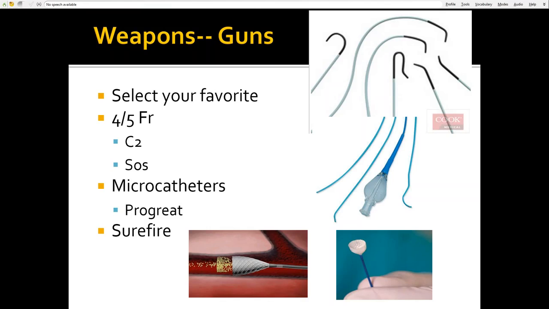Sometimes you use a 4 French or a 5 French catheter. And again, these are just a picture of several different catheters, whether it's a Sos or an angled Glide catheter.